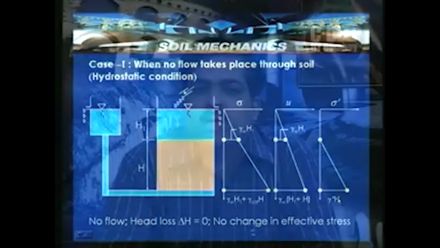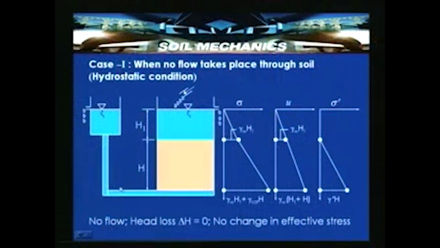So, we have seen that when no flow takes place, there is no head loss between point 1 and 2. If you take this as a datum, the total head at this point is H1 plus H, and at this point it is also H1 plus H. Because of that there is no head loss, so delta H is equal to 0. So, no flow can take place between points A and B because of this particular condition.